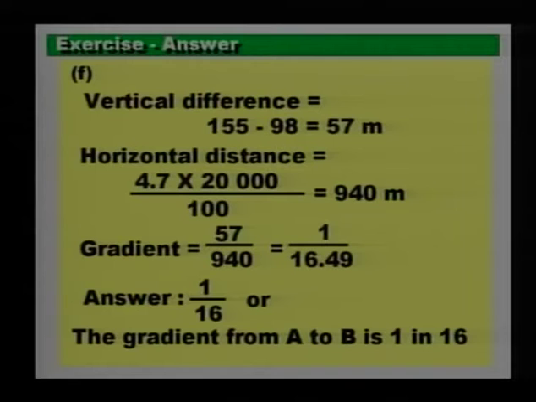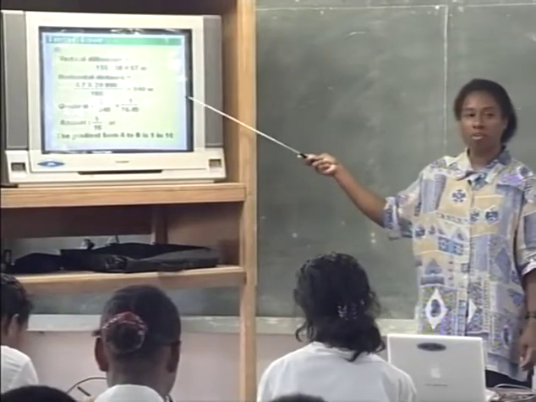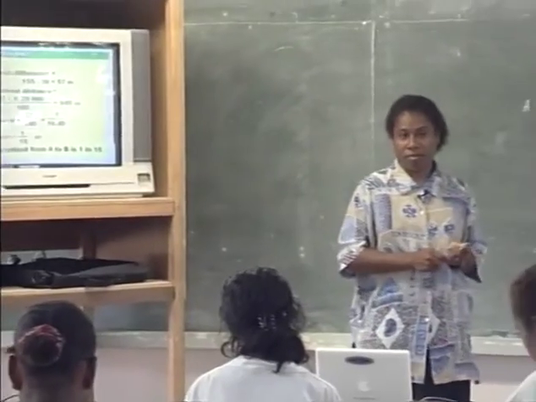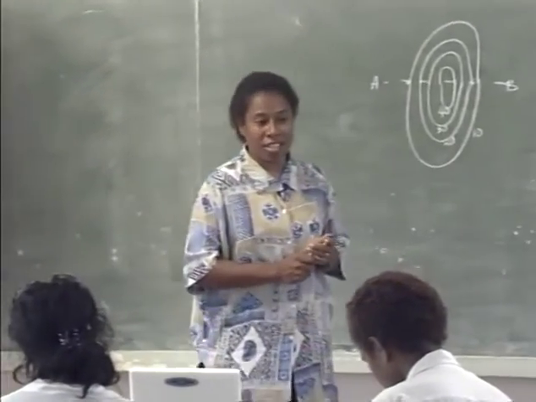We cannot simplify this further. Therefore, we divide the numerator into itself to give us 1, and divide the numerator into the denominator to get 16.49. We can now round off. The gradient for that particular map is 1 over 16, or 1:16, which means for every 16 meters we go across, there is a rise of 1 meter. Okay, corrections are done for the homework.